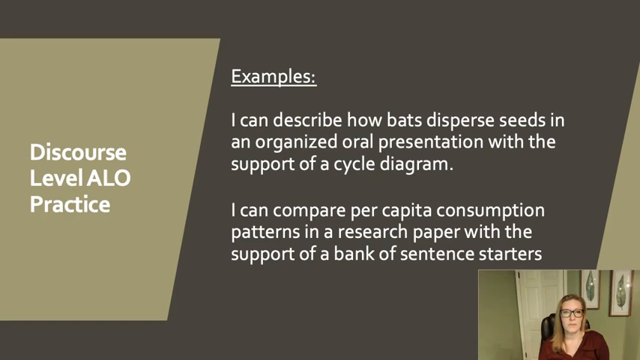Finally, discourse level ALO practice. The following are two examples. I can describe how bats disperse seeds in an organized oral presentation with the support of a cycle diagram. And I can compare per capita consumption patterns in a research paper with the support of a bank of sentence starters. What is important to keep note of with working at the discourse level is that you identify a text type and the norms of that text type. The first example provides the text type of an organized oral presentation, and the second is a research paper.